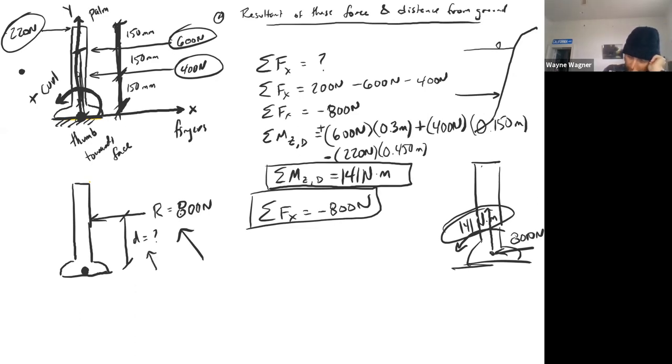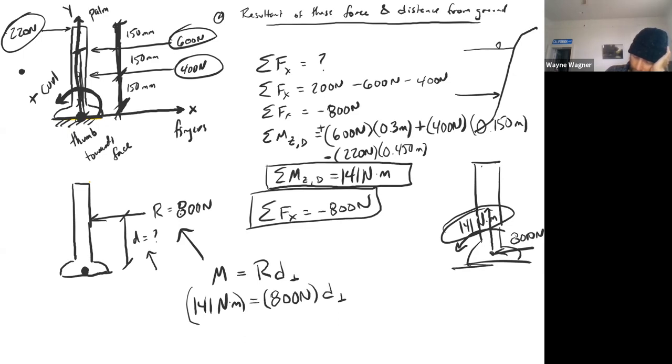So I'm going to say, okay, I need this moment of 141. I know the moment is going to be a force, so this resultant times a perpendicular distance. And the moment I know is 141 newtons times meters, and this resultant is 800 newtons. And this will tell me the perpendicular distance that this thing needs to act in order to give this moment.